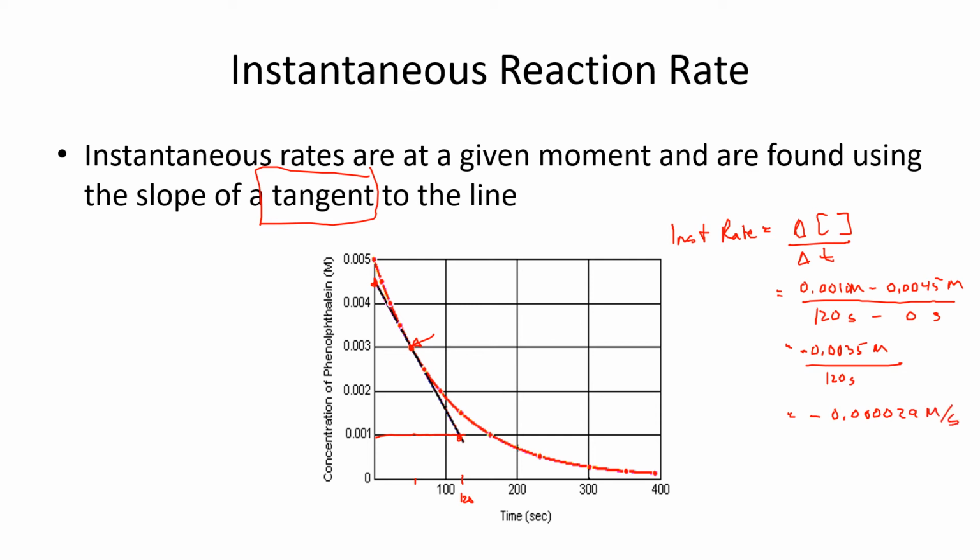So there you go. You can always find the rate of reaction, either average or instantaneous, by taking the slope of either a secant that touches the line at 2 points, or a tangent that touches the line just at 1 point.